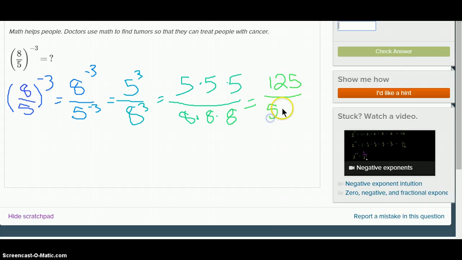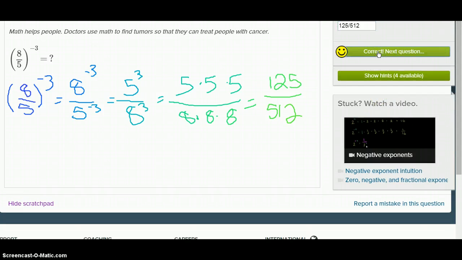So 512. So let's put that in the answer box. 125 over 512. And we got it.